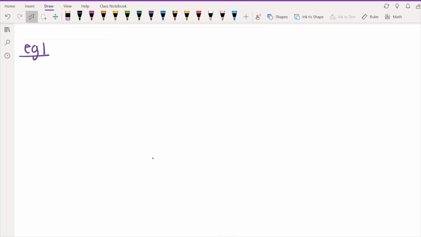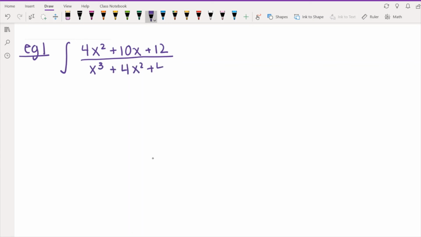All right, we're going to do one more example. So this example is going to bring together basically what we saw in the last example, but also make it a little bit trickier. So we have 4x squared plus 10x plus 12, all divided by x cubed plus 4x squared plus 4x dx.